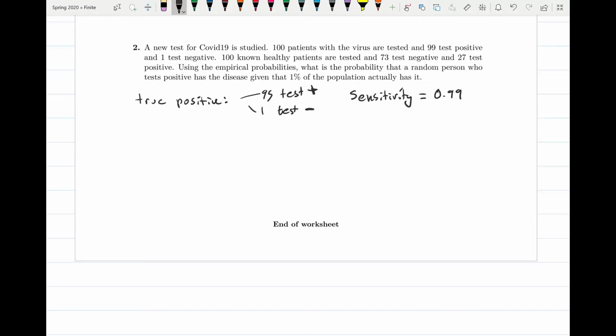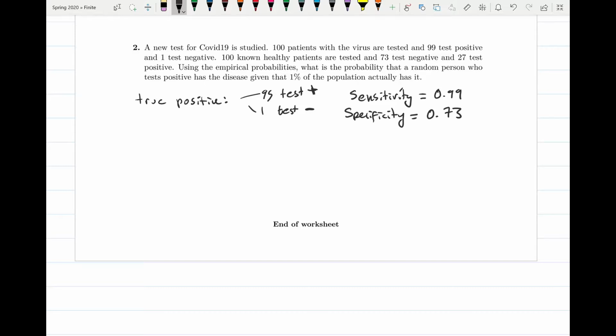Likewise, the specificity equals 0.73. That's the empirical probability. So this is not a very specific test, which means that if we were to just test everyone, we would have a huge number of false positives. Now, assuming 1% has it, let's see how this goes.